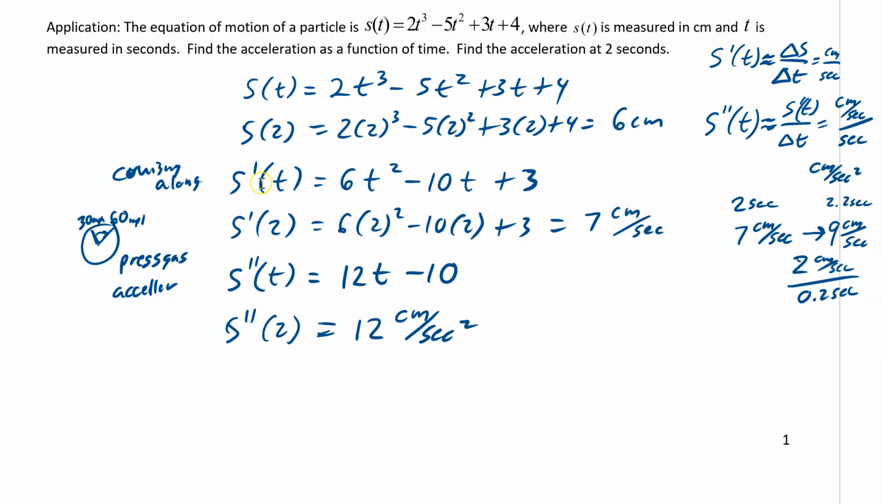So taking the first derivative, you get the velocity. It's the change in distance, right? And then you get the second derivative, and that's the change in velocity. So if you're changing velocity, you're accelerating. If you're going from 30 to 60, that's an acceleration of 30 miles per hour. And it took you some amount of time to do it. So like here, we're going from 7 to 9. And that's a 2 centimeters per second increase, and it took us 0.2 seconds to get it, so that would give us our acceleration.